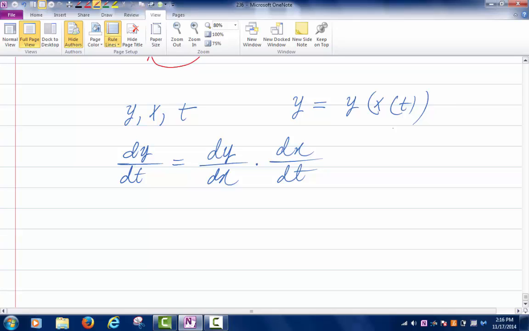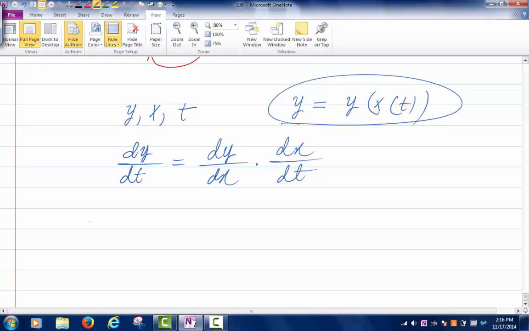You agree with that? So here is the composition. What's the derivative of the outside of the composition? dy/dx, and then you take dx/dt. So that's another form of the chain rule.